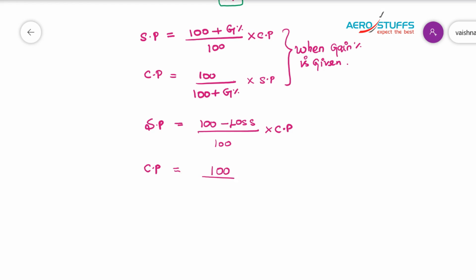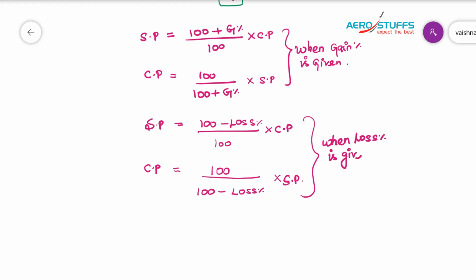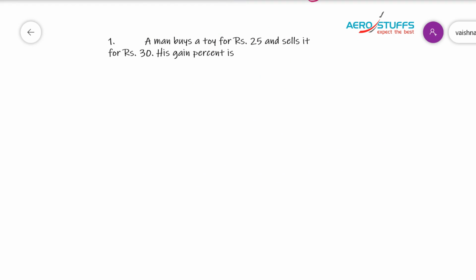In case you need to find the selling price and cost price given the loss percentage, here are the two formulas. So what I have explained here in this video is what is profit, loss, percentage profit, percentage loss, and the formulas for selling price and cost price when profit and loss is given. Now we'll go to the problem.